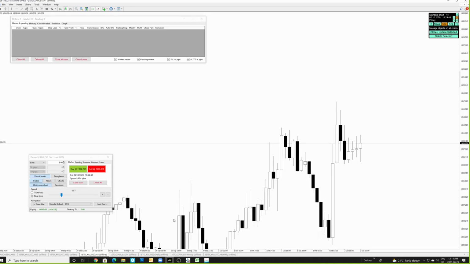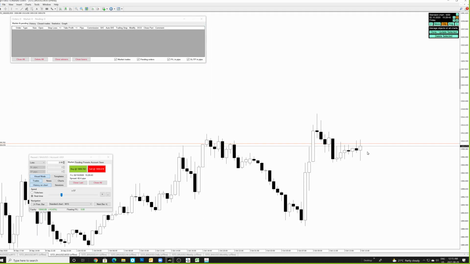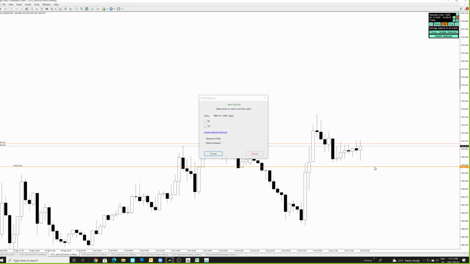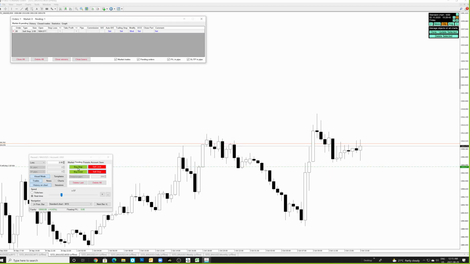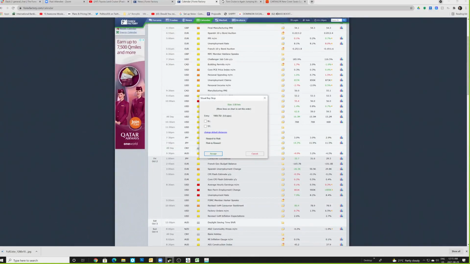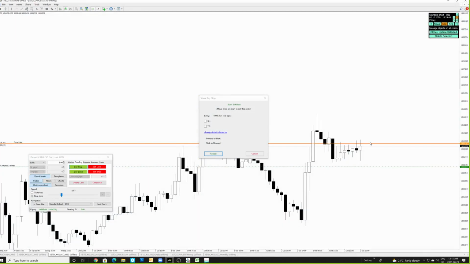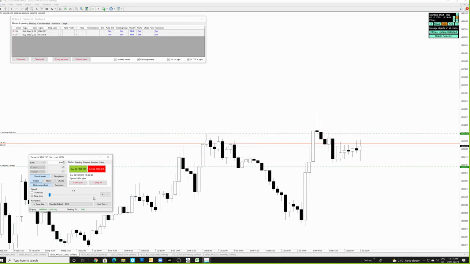Looking on the 1 hour, we're consolidating. Looking at the 30-minute, we're consolidating. Same idea. Sell stops below the 30-minute candle. Buy stops above the 30-minute candle. And yeah, that's it, right?